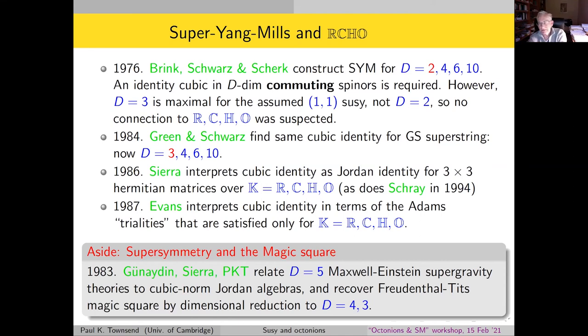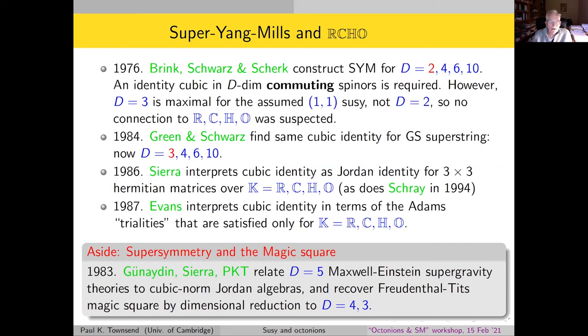And I think Schray found more or less the same thing in 1994. But as I say, Sierra's comment was a bit of a throwaway remark. It wasn't really noticed much. But then the next year, Jonathan Evans wrote a very nice paper explicitly on this point, showing that this cubic identity can be understood as essentially the Adams triality that is satisfied only for the normed division algebras. So it's an alternative way of understanding the normed division algebras. And what Evans did was to show that this alternative way of understanding them is precisely equivalent to finding solutions of this cubic identity. So that provided a very explicit link to the Octonions. But I think even at that point, nobody had actually used the Octonions to construct any of these theories.